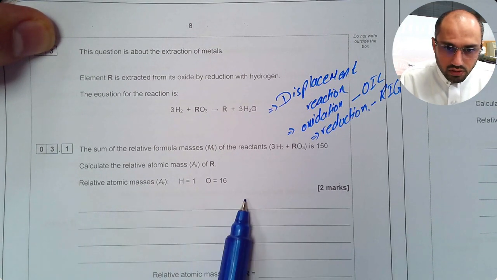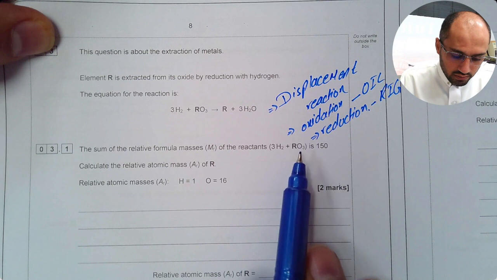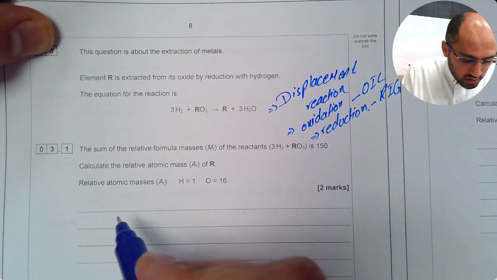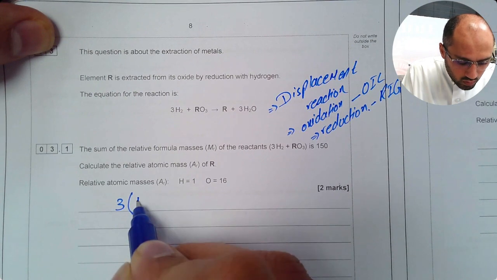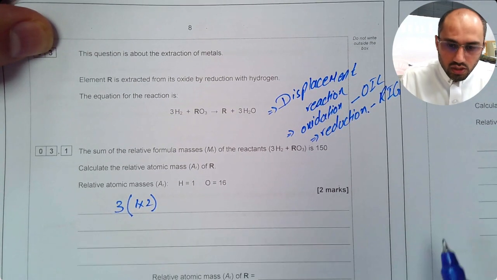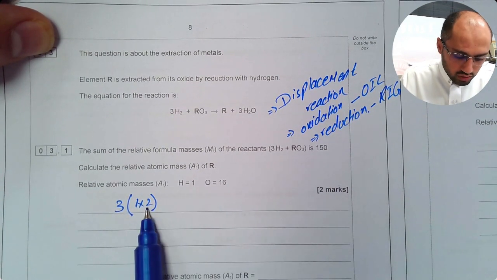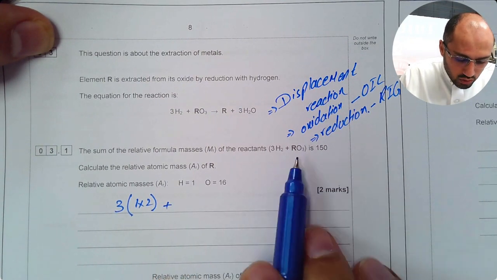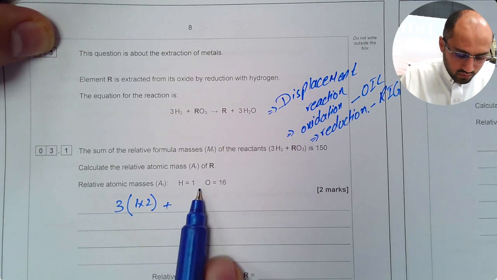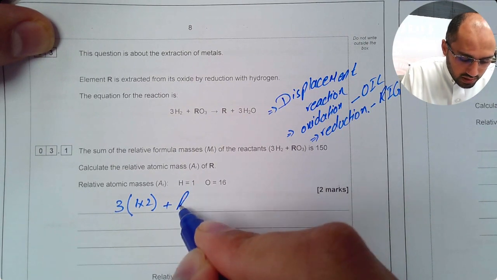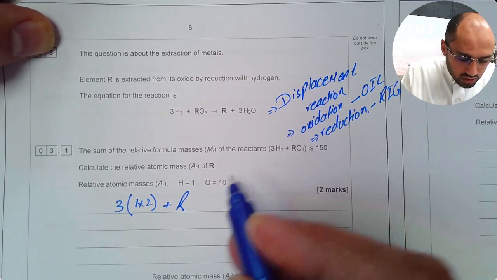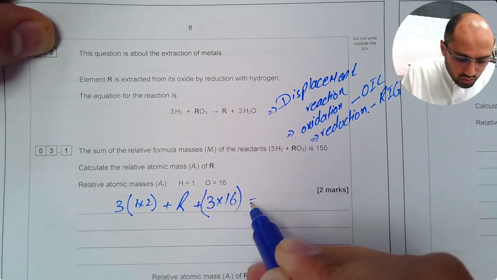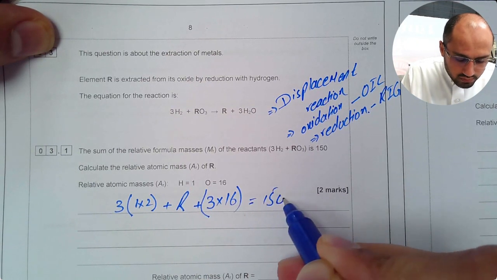They've given us some values here. So all we have to do is equate this to 150. There are 2 hydrogens here, so I can say it will be 3 times 1 times 2, because each hydrogen molecule has 2, and there are 3 molecules of hydrogen. Plus, I don't know the relative atomic mass of R, so I'll keep it as R, but there are 3 oxygens. So I'll do plus 3 times 16 and this should be equal to 150.